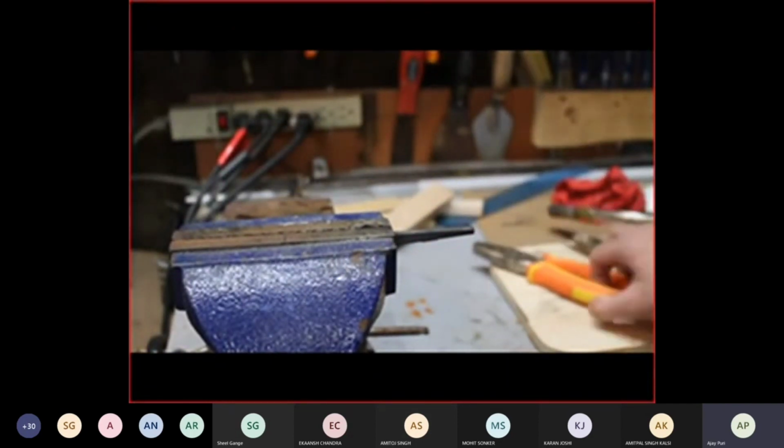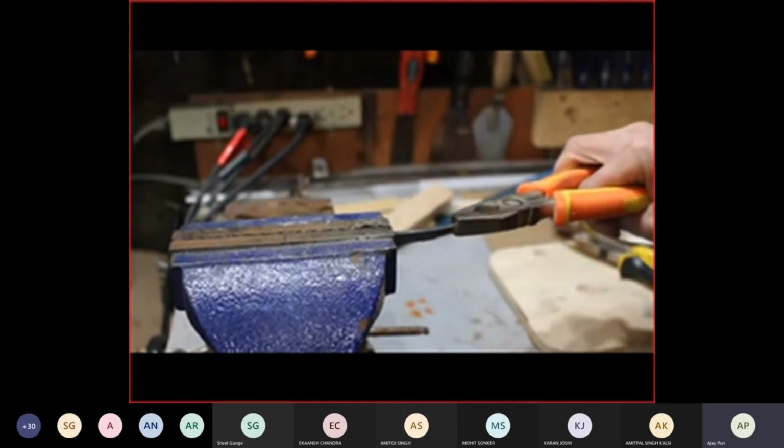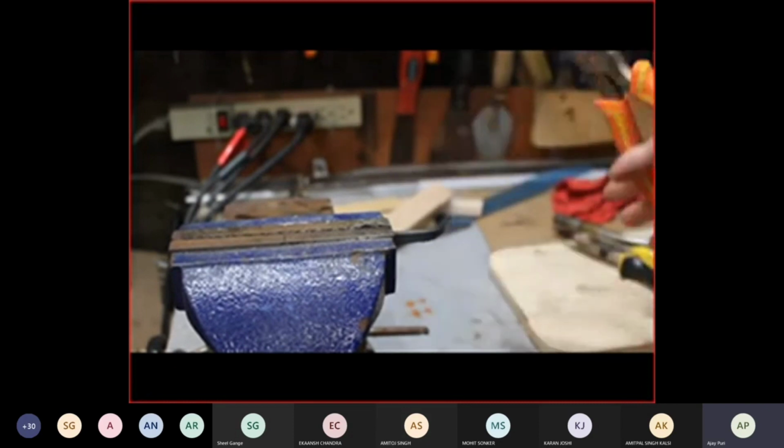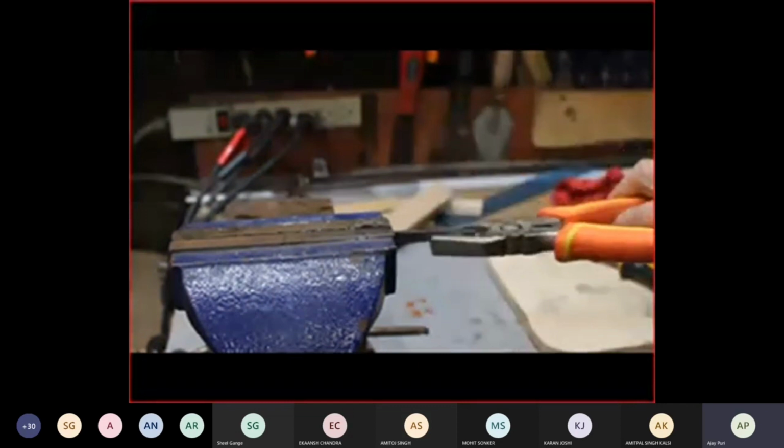Alright, so it's cooled. I'm going to take my pliers, and then as you can see, instead of snapping this time, it bends. All day.